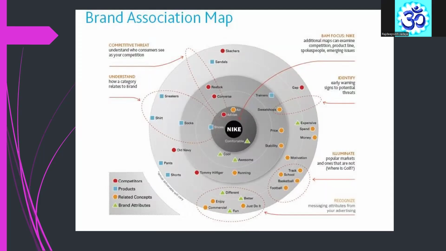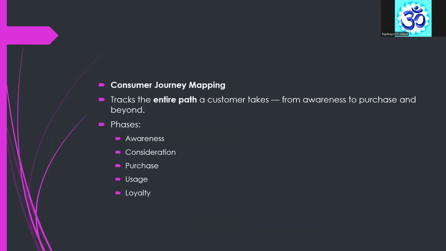So here is the brand association map of Nike. You can see here that there is a competitive threat. There is understanding how a category relates to the brand. There is a BAM focus, which is Nike identity, emulate, and recognition.